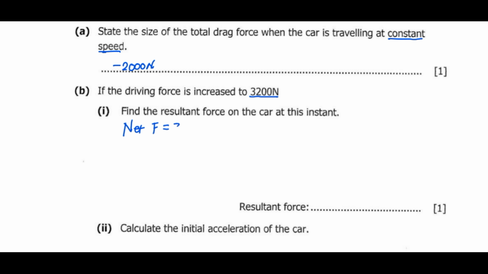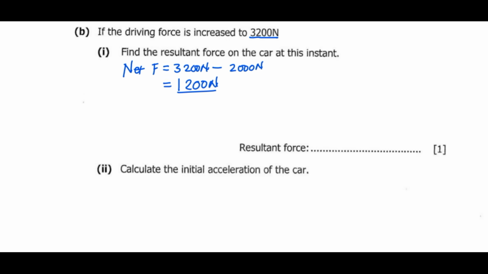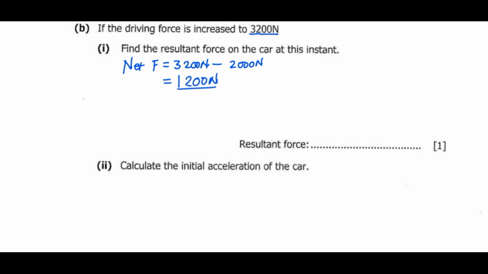So the force increased to 3,200 newtons, then the drag force is still the same, so it's 2,000 newtons. If we do the mathematics here, 3,200 minus 2,000, I'm getting my net force as 1,200. If you have a net force, then we are going to have acceleration here. So I get the initial acceleration of the car.